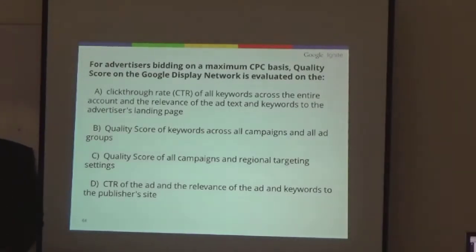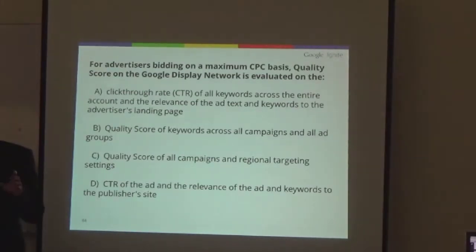For advertisers bidding on maximum CPC, quality score on GDN is evaluated by A. CTR. True or false? Or B. Quality score of all keywords in a campaign and all ad groups. C. Quality score of all campaigns and regional targeting. Or D. CTR of an ad and relevance of the ad and the keywords to the publisher site. Publisher site means the site that they're targeting.